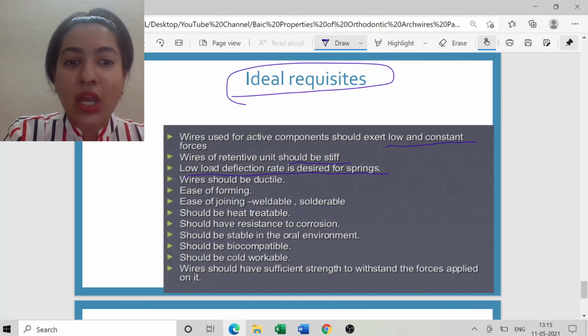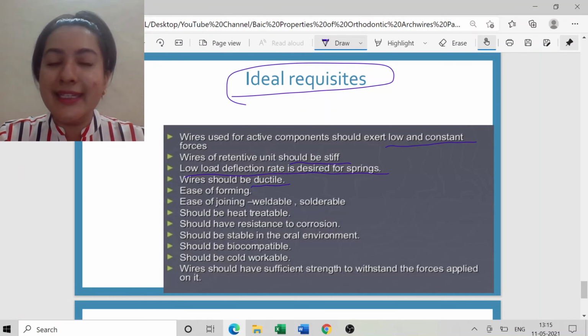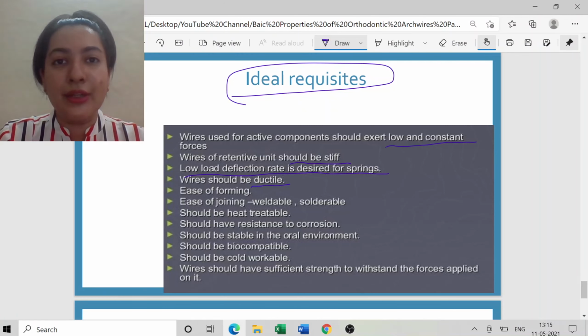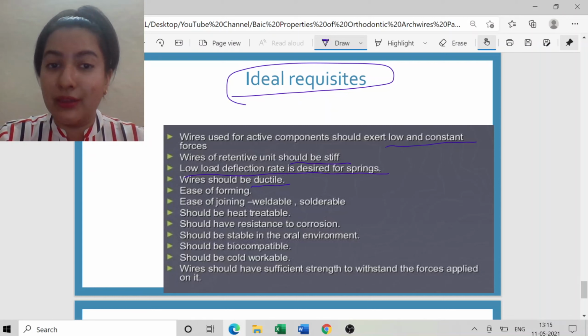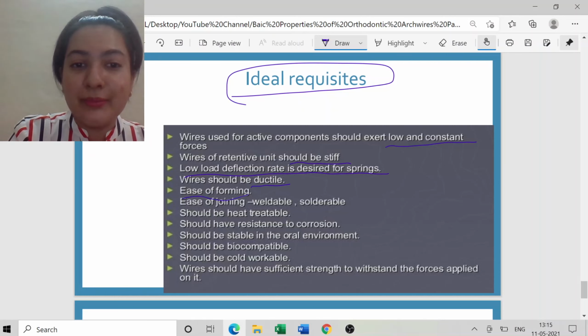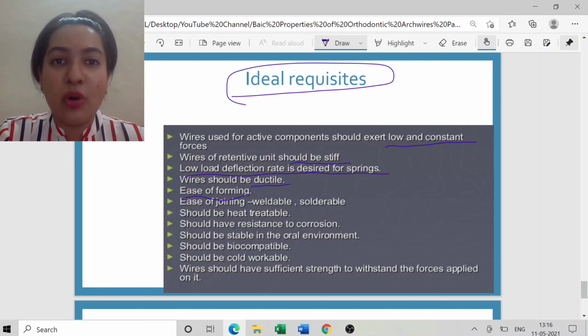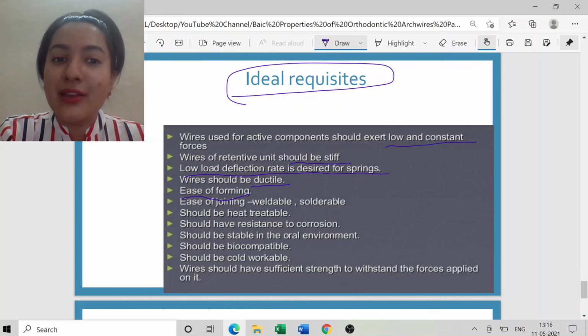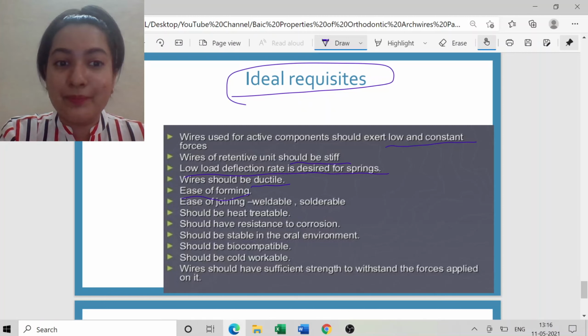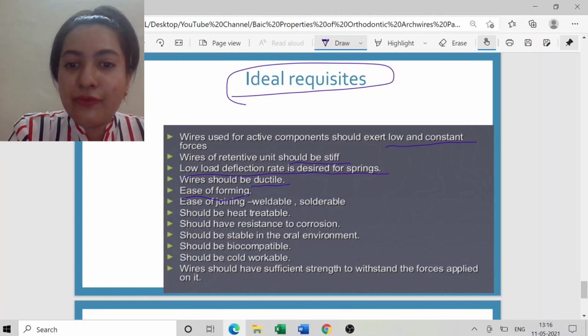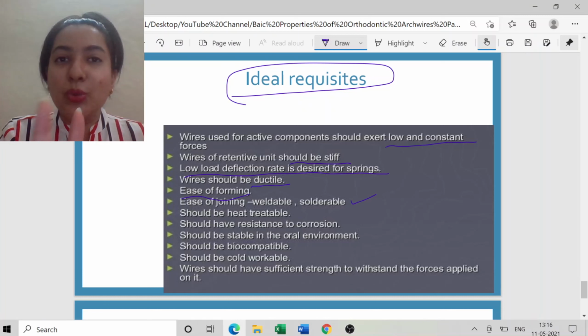Next, wires should be ductile. We read about ductility and malleability, the ability to beat it into thin sheets or draw it into thin wires. That was ductility and malleability, which was covered in our second video. Ease of forming, meaning the formability concept. Remember we read about formability, the wires should be formable so that desired shapes can be given. So that is ease of forming. Next, ease of joining. We saw joinability. There were 2 things, soldering and welding.